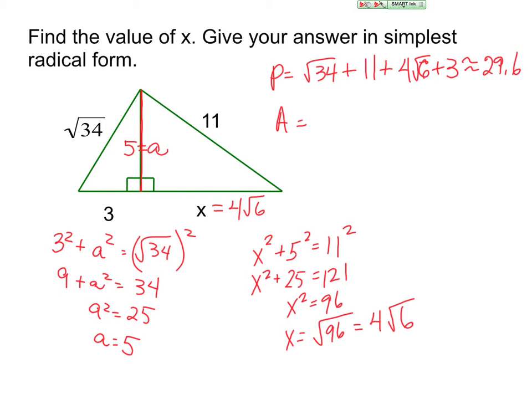And area of a triangle, 1/2 base times height, what's the base? The 3 plus 4 square roots of 6 is the base. And then the height is 5. I'm going to do the parentheses first. Times half times 5, I get 31.99, so that rounds up to 32.0.